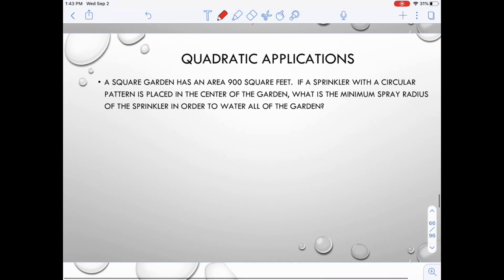Tell you what, let's save this one. Let's do this in class together. I think this is a good one for us to go through as a group. But take a look at it, see if you can figure it out if you want, and then we will do this one together in class.